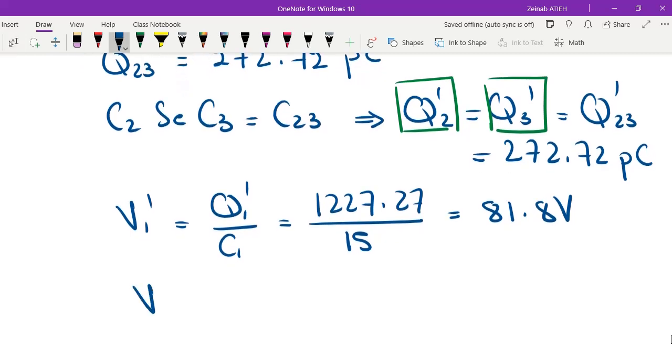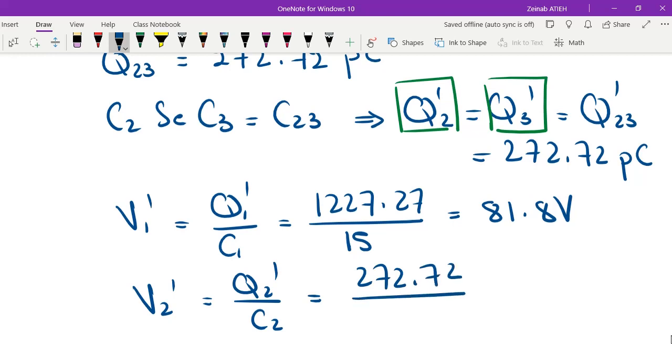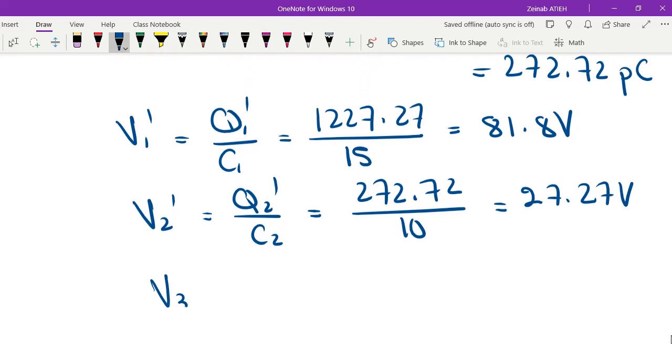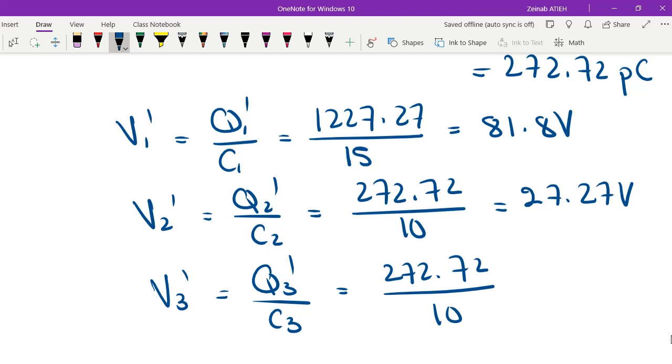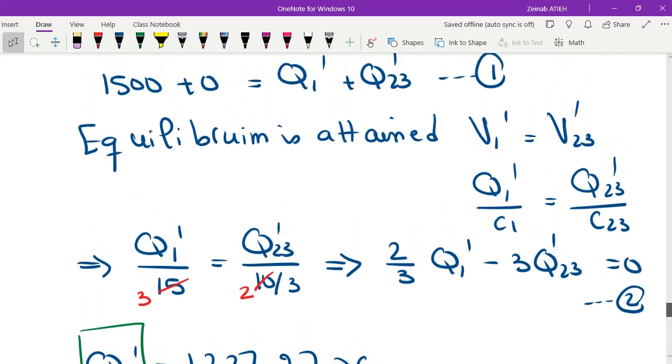Okay, V2 prime is equal to Q2 prime over C2, which equals 272.72 over 10, also picofarad. Pico with pico cancel, we get 27.27 volt. And V3 prime is equal to Q3 prime over C3, which equals 272.72 over 10, which equals 54.54 volt, like this. After we finish the charges of the capacitors, now I will show you how they will be.